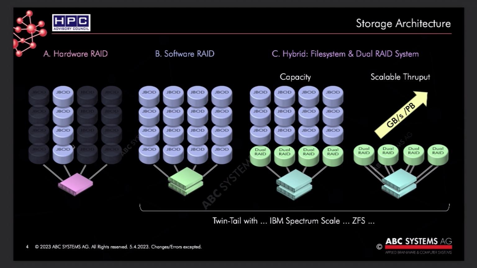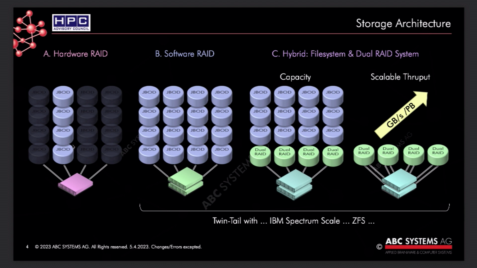Then the next step, because we should also scale with performance and not only with capacity, was using dual RAID controllers here, and maybe still having JBODs, or if it really comes to scalable throughput, then removing those here, because normally we now have more than enough capacity in such boxes.